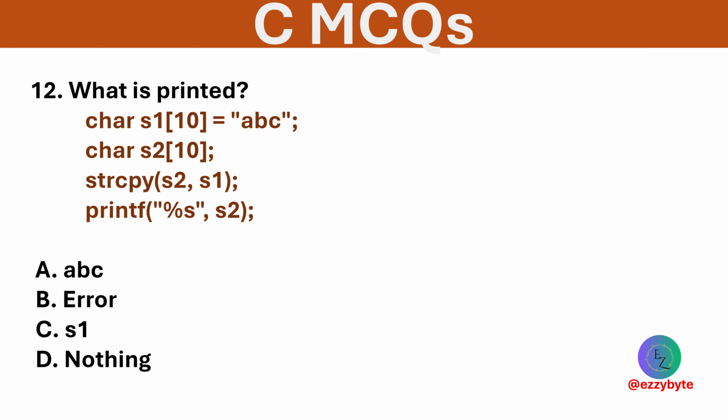What is printed in the following code? Options are ABC, error, S1, and nothing. Option A is correct. strcpy copies S1 to S2, so printing S2 outputs ABC.